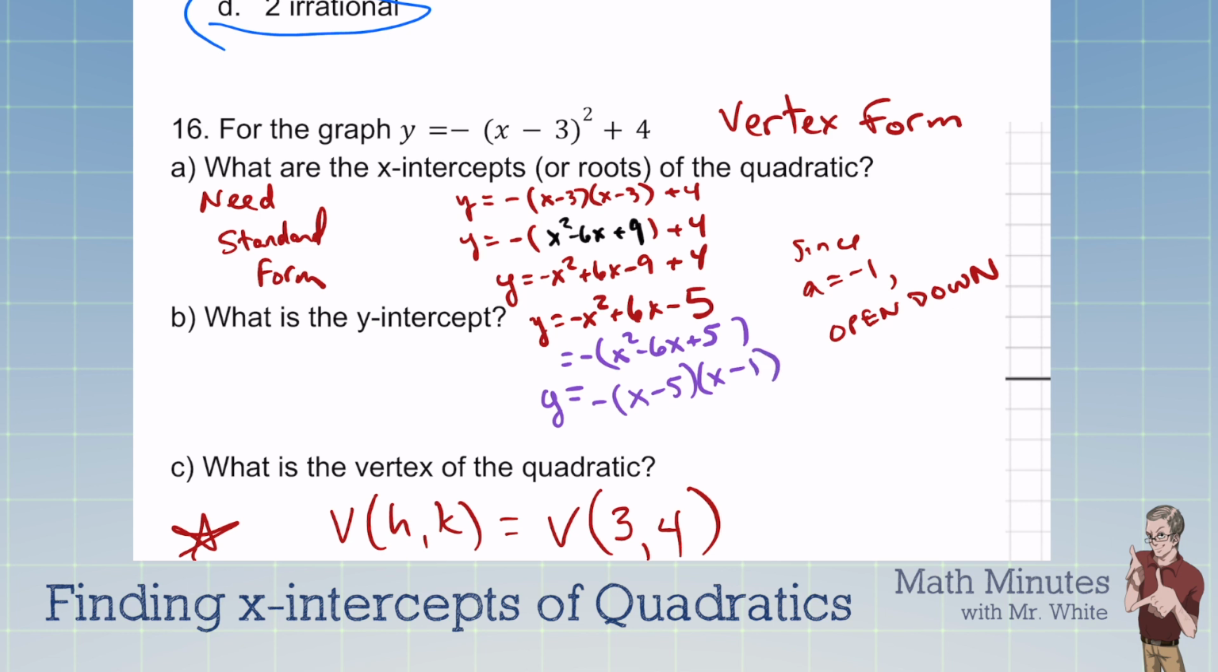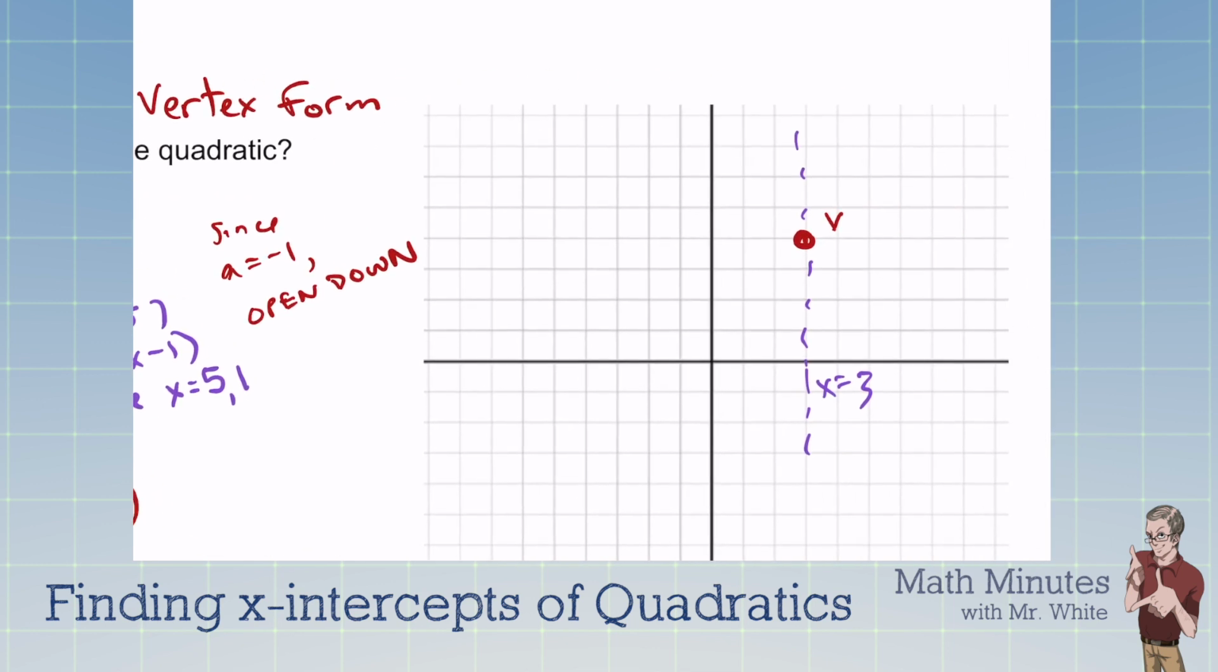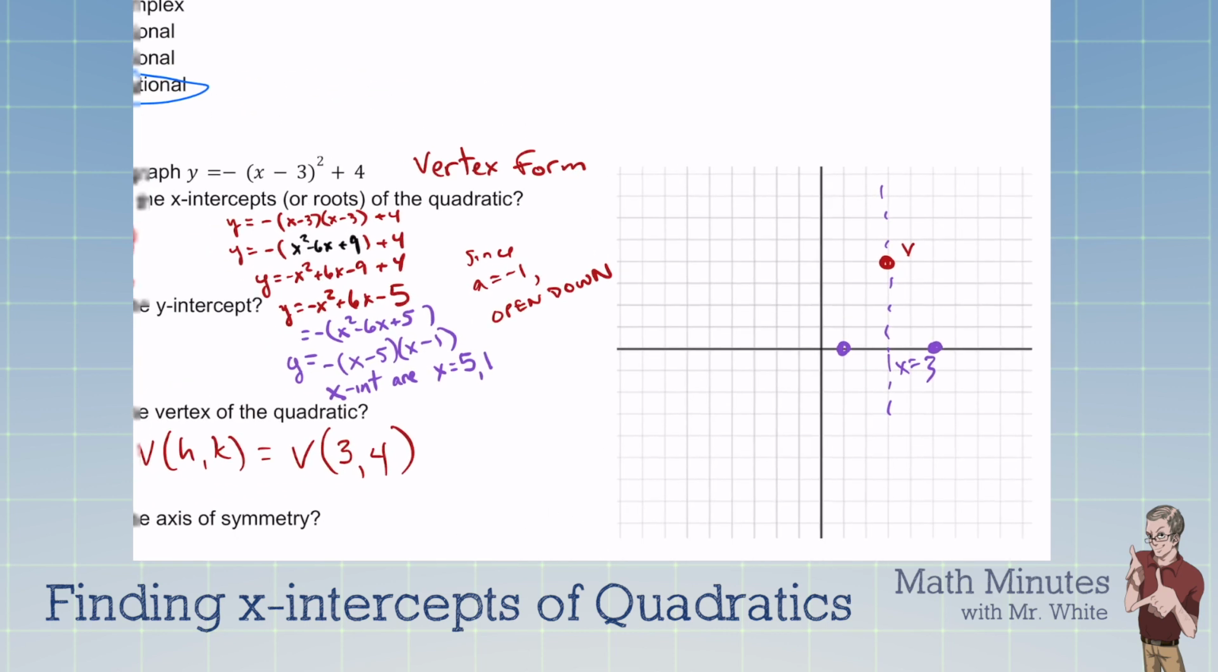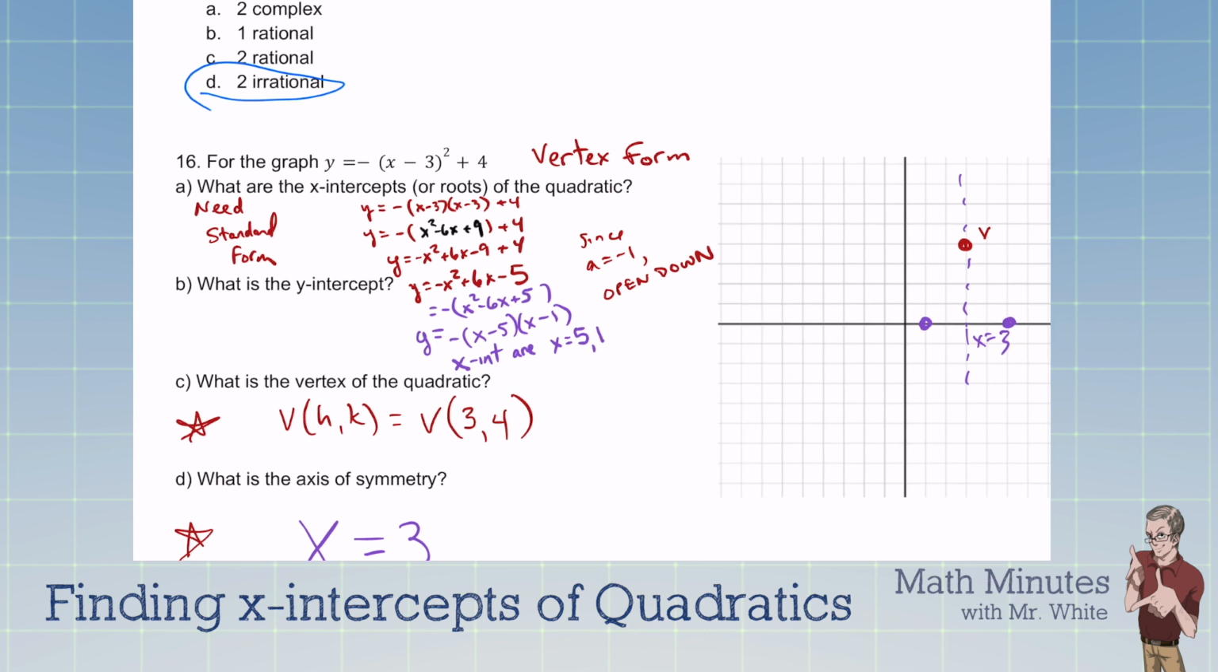So the x-intercepts are at x equals 5 and positive 1. So I come over here to 5 and 1, and I can put my x-intercepts. And you see, we did say this thing was going to open down, and we now have our x-intercepts. What about a y-intercept?